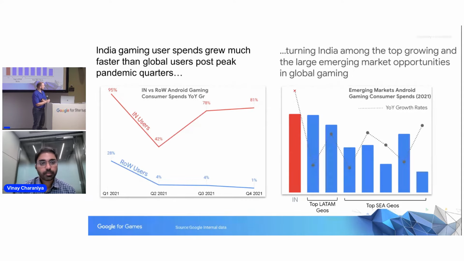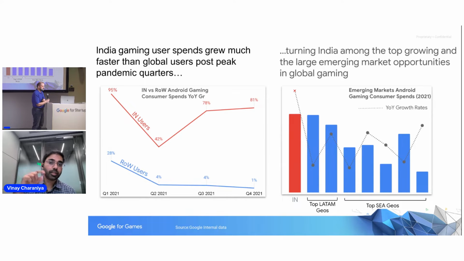But I know a lot of times these percentages and YOY growths may not share the complete picture, because you might say that the absolute numbers might be small and hence the YOY numbers are so large, but that's not true. If you were to compare India along with the other emerging market opportunities, say the top LATAM or the top SEA geos, and that's the second chart, the bar charts represent the absolute value of consumer spends on Android, and as you can see, India is the largest bar amongst all the others, representing that it has the highest amount of consumer spends on Android games.